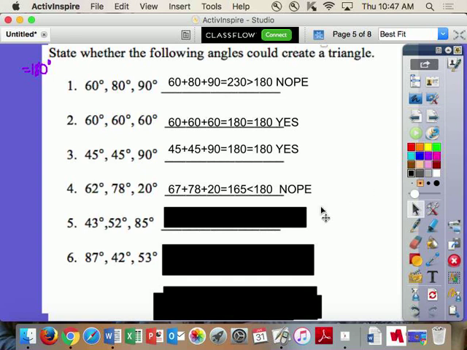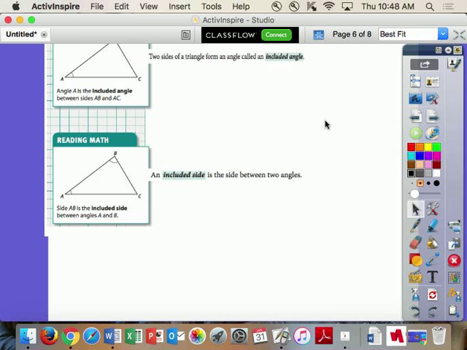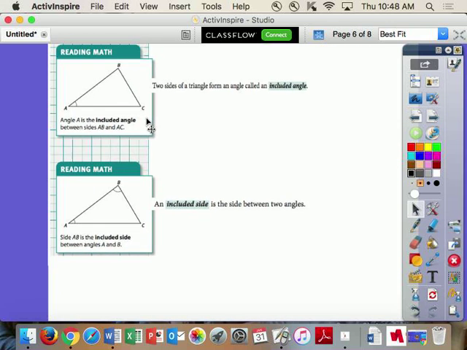Pause the video, try to do the last 2 yourselves, and then come back. Welcome back. All right, you should have gotten yes for 5 and nope for 6. All right, the very last thing is this. Two sides of a triangle form an angle called the included angle. So right here, I'm going to highlight it for you. This is the two sides, right? And then this right here is the included angle. Make sense? Which angle is within the 2 yellow lines?